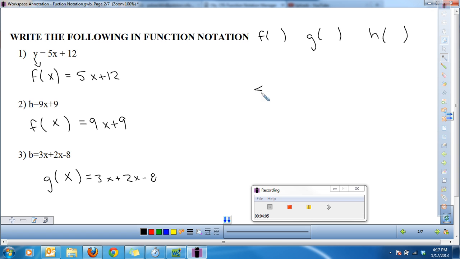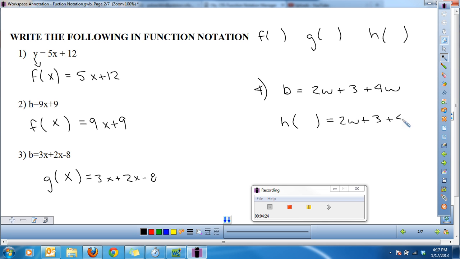Let me give you one more example. If I were to give you something like b is equal to 2w plus 3 plus 4w. I'll use h this time. H of, and I'm going to look. I have 2w plus 3 plus 4w. Inside of here, I need to put the variable that's over on the right-hand side. So I'm going to put a w. This would be h of w.